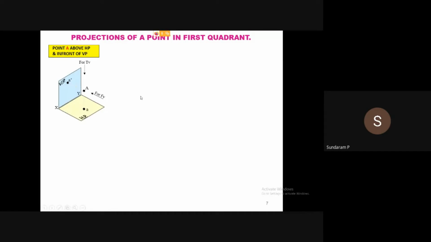Similarly, suppose in the same first quadrant, a point A may be described like this: the point A is above the horizontal plane and in the vertical plane. Here you can see point A is above the horizontal plane, above ground. In the vertical plane means the front view lies on the XY line, remember that. The top view will come below, but the front view stays on the XY line when we rotate 90 degrees.